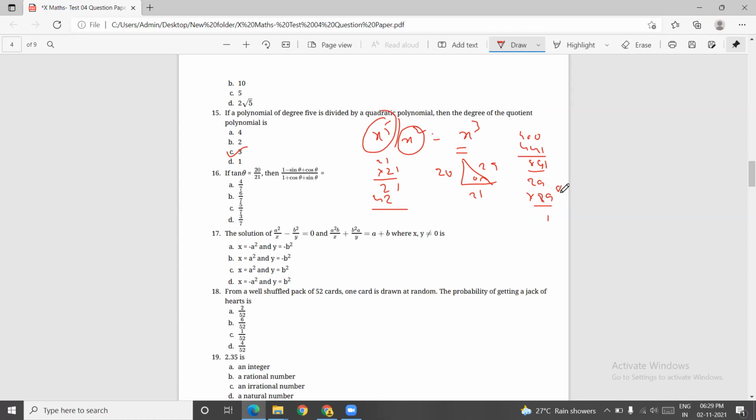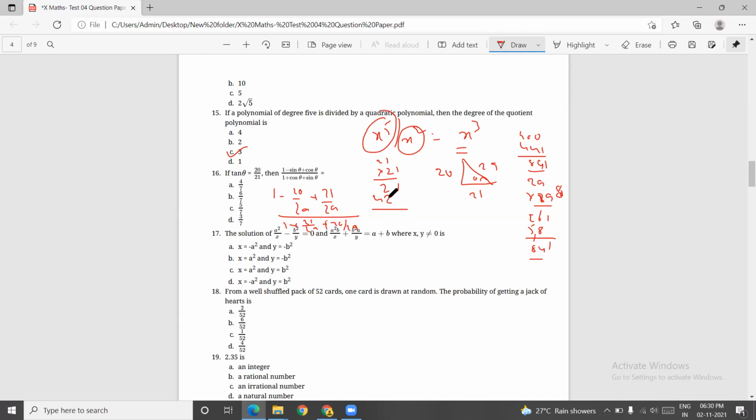18 plus 8 is 26. 2 9 is 18. 2 2 is 4. 841. So 29. So the answer is (1 minus 20 by 29 plus 21 by 29) divided by (1 plus 21 by 29 plus 20 by 29).